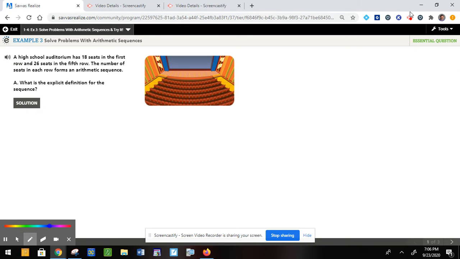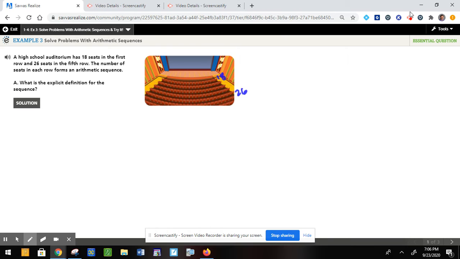All right, so we're basically going to use some of the stuff we've just talked about. It says the first row has 18, and the fifth row has 26. So second row, third row, fourth row, fifth row has 26. It says the number of seats in each row forms an arithmetic sequence, meaning it's telling us there is a common difference between them.